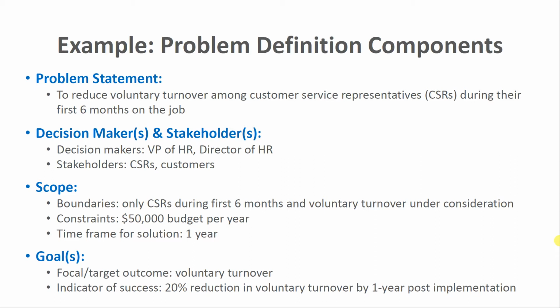Now, in terms of goals, the focal or target outcome here is going to be voluntary turnover, and that's been kind of implied throughout here. This is the endpoint here. We have this voluntary turnover problem apparently that we need to reduce. Now, next we need to think about, well, what's going to be our indicator of success? So how much of a reduction in voluntary turnover are we aiming for here? And so hypothetically, let's imagine in this scenario that we've defined this as being, we want a 20% reduction in voluntary turnover by 1 year after we've implemented whatever our solution entails.